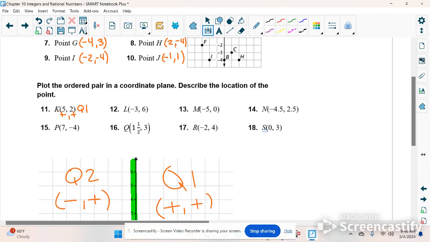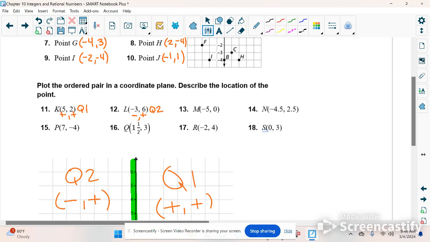The next point, we have negative 3, positive 6. So what are my signs? Negative, positive. So what quadrant is that? Quadrant 3. Negative, positive. What quadrant is that? Oh, Quadrant 2. Negative, positive. You said Q3, but that's negative, negative. You still would have got it wrong.